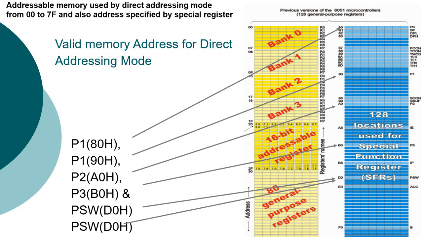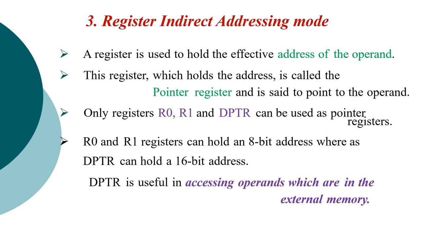Because we know port 1 is at 90H, and there are A0, B0, D0 and the program status word. These are all special function registers. Correspondingly, they will have their corresponding addresses. Those addresses can be used for special function registers.